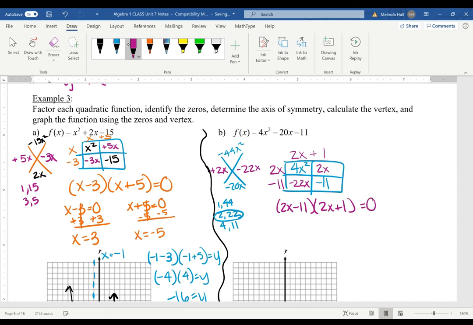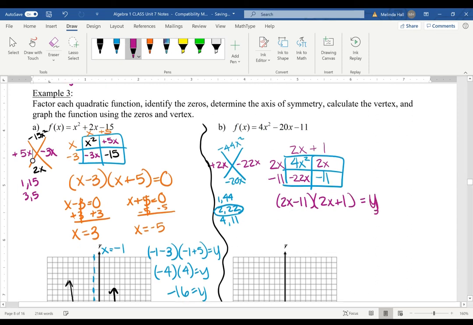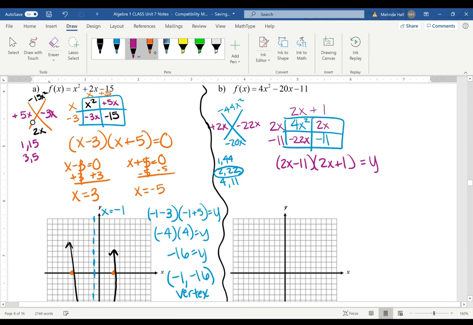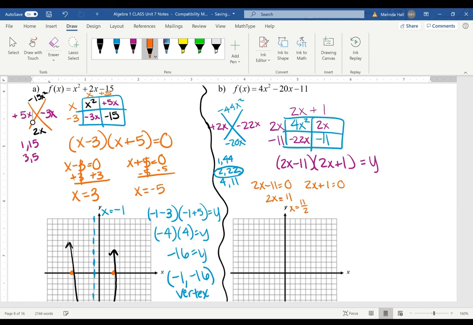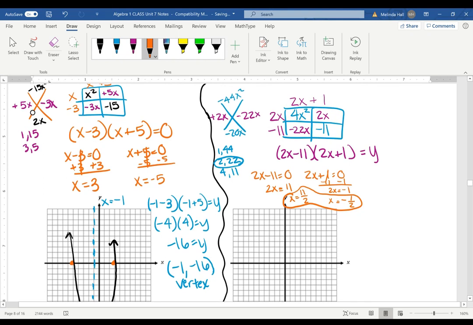So then, since I have this, and I'm going to actually write y, but since these are x-intercepts, we know that the y value has to be 0. So then you're going to take each of these factors, 2x minus 11 equal to 0, and 2x plus 1 equal to 0. And so that would give you, adding 11 to both sides, 2x equals 11, and I'm not going to show everything for the sake of space. But then when you divide by 2, you would get x equals 11 over 2. With the other one, you would get 2x equals negative 1, and so then when you divide, you get x is negative 1/2.